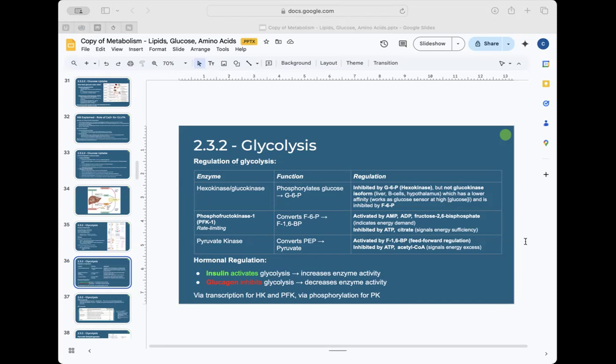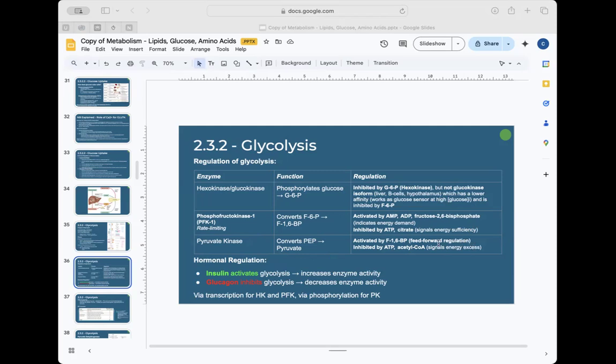Cool. Okay, PFK1, that's the big rate limiting step. So a super important thing that you'll probably get asked about. And that's activated when energy is low and is inhibited when we're full. Cool. And last one, pyruvate kinase finishes things off and is activated by earlier glycolysis intermediates in a nice sort of feed forward way.